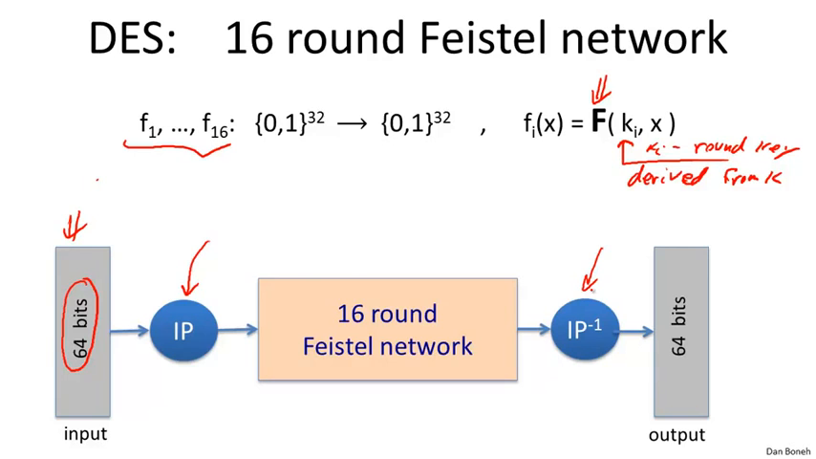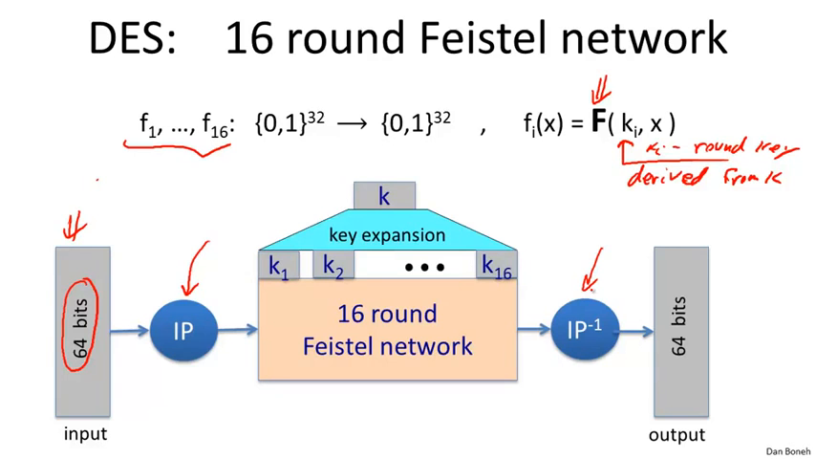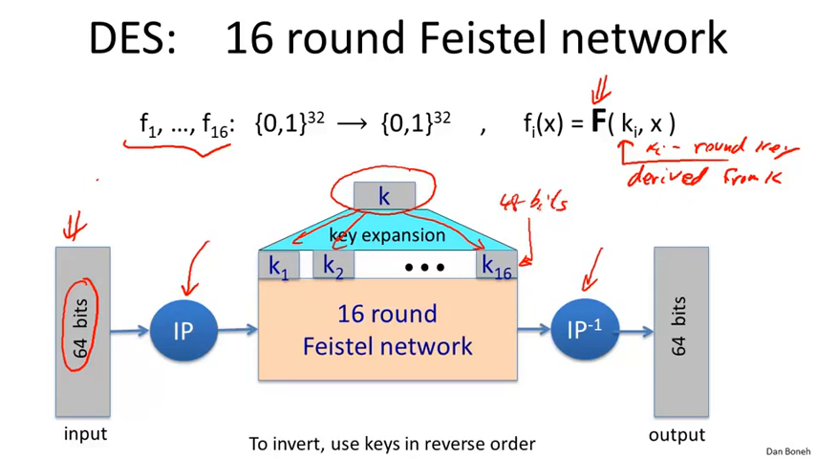Now as we said, there's a key expansion step, which I'm not going to describe. Basically this 56-bit DES key is expanded into these round keys, where each round key is 48 bits. So we have 16 48-bit round keys, and they're used in the 16 rounds of DES. And then when you want to invert the cipher, all you do is use these 16 round keys in reverse order.